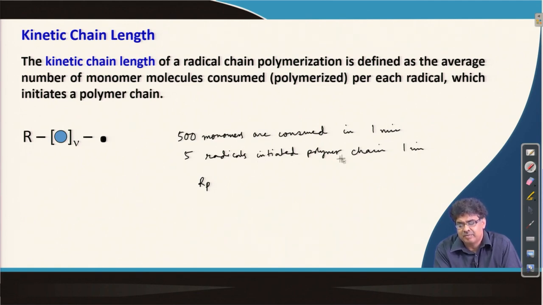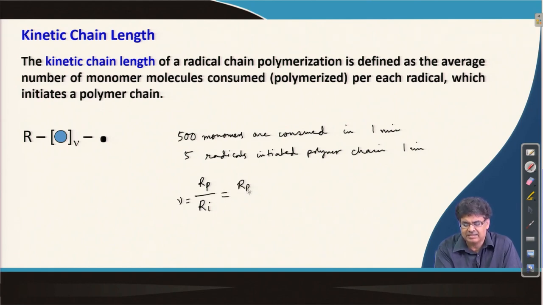Now, in this case, 500 monomers have been consumed and 5 radicals have initiated polymer chains. So, each propagating polymer chain in this case will have on average 500 by 5, that is 100 monomers, which means the kinetic chain length for this case is 100 on average, and which is given by Rp divided by Ri. So, nu is given by the rate of polymerization, or rate of consumption of monomer from the reaction mixture, divided by the rate of initiation of polymer chains. So, for a given time, if we divide Rp by Ri, we get the kinetic chain length, which is the number of monomer units consumed per each radical.